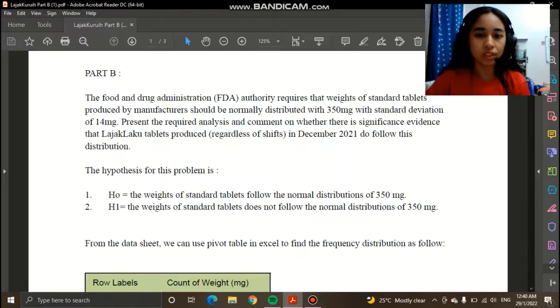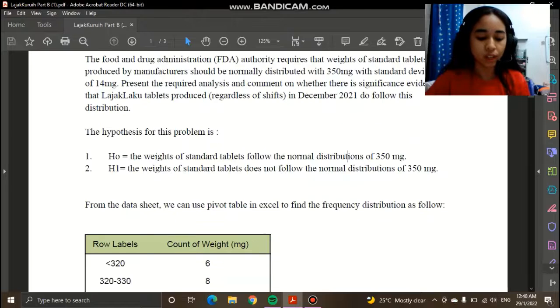From the question itself, we know that the mean is 350 mg and the standard deviation is 40 mg. And from the data sheet, we obtain that n equals 200. We can also come up with two hypotheses: the null hypothesis H0 is that the weights of standard tablets follow the normal distribution of 350 mg, and H1 is that the weights of standard tablets do not follow the normal distribution of 350 mg.